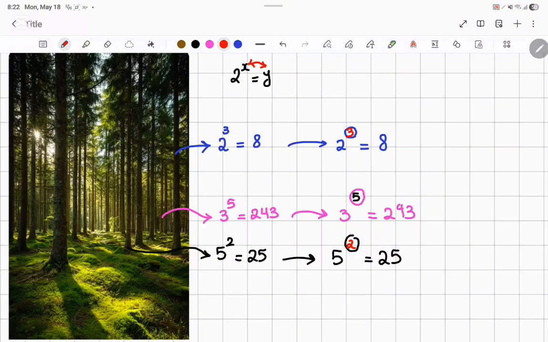In the very first part, the question was: there's a tree that doubles in size every year. After 3 years, how many times bigger is the tree going to be? In the second part, I was asking the other way around. There is a tree that doubles in size every year. After how many years is it going to be 8 times bigger?